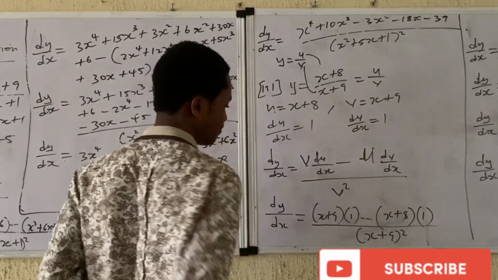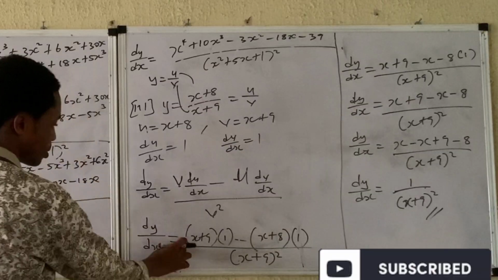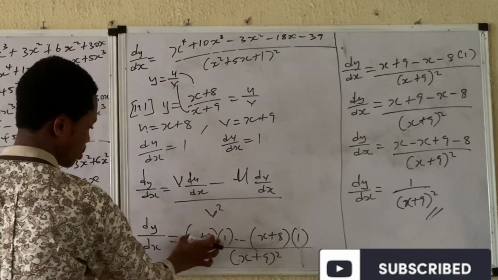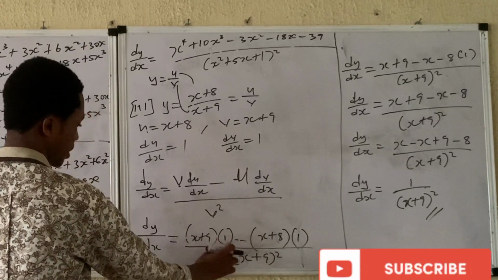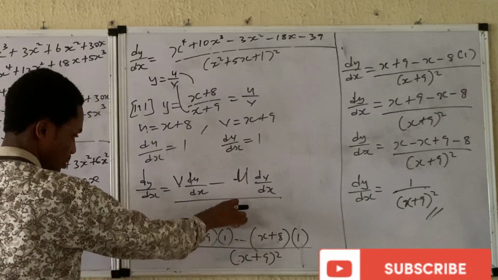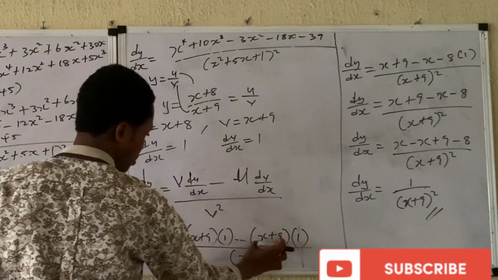(x + 9)². dy/dx equals, use this x bracket open x plus 9 bracket close, bracket open 1. So we use this bracket to multiply this one, and as well use this one to multiply this one.